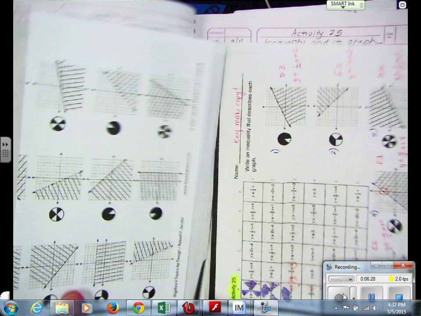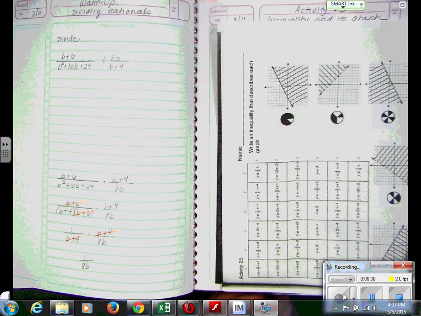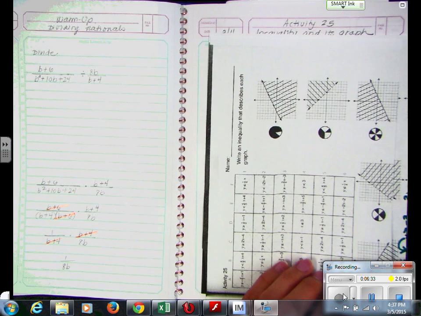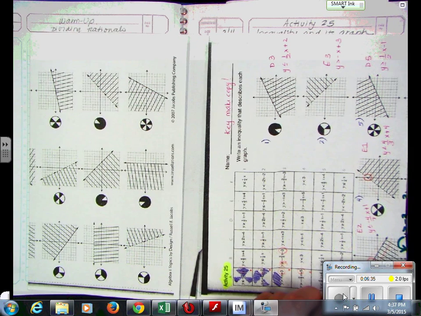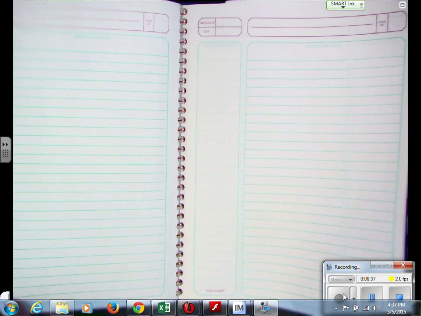And the next puzzle you had to do was activity 25. You can put those on 2 separate pages if you would like, and you had to match it to the correct graph. Okay, let's turn to the next page.